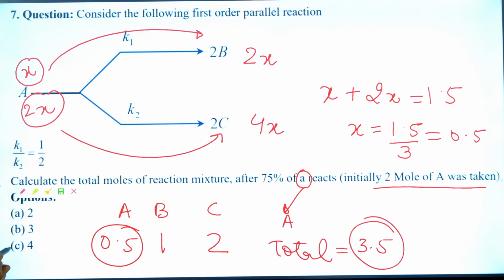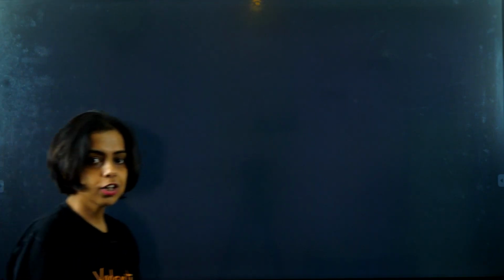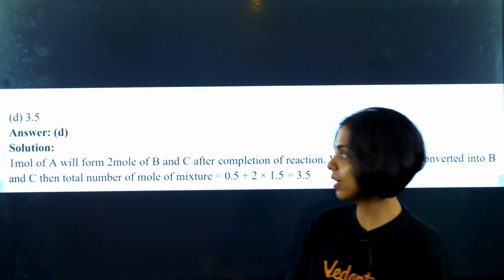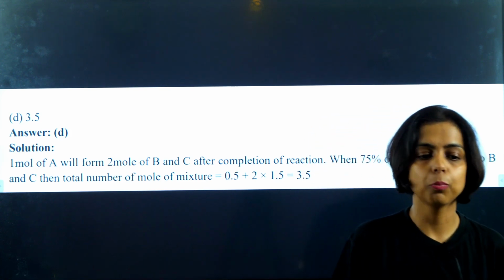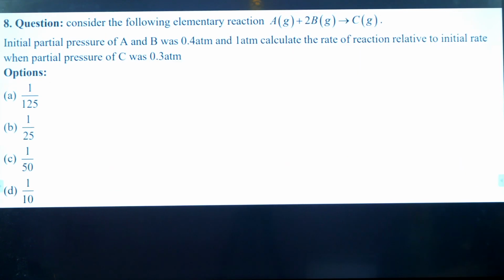So among options A, B, C, it has to be option D, right? D is 3.5. The answer indeed is 3.5. Got it, guys? So the answer is 3.5.